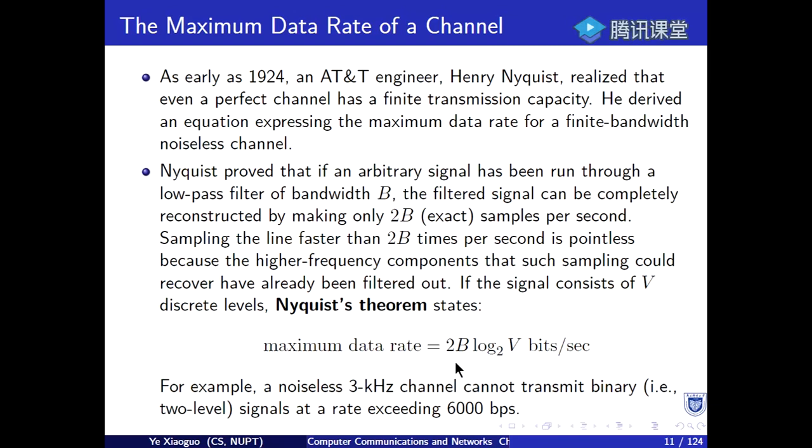Why? Because here B equals 3 kilohertz, which is 3000 hertz. And this is a binary signal, so V equals 2, and log2 2 equals 1. So 2 times 3000 gets 6000 bits per second. That is what Nyquist's theorem tells us.